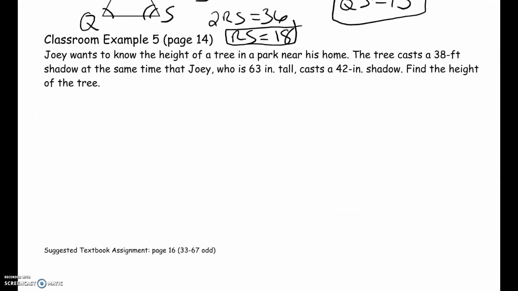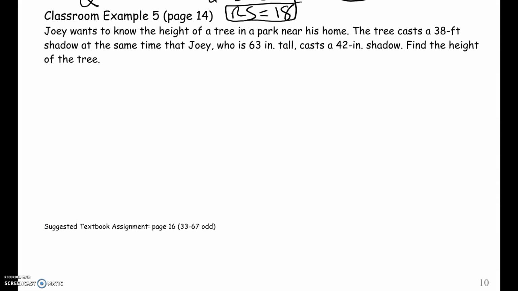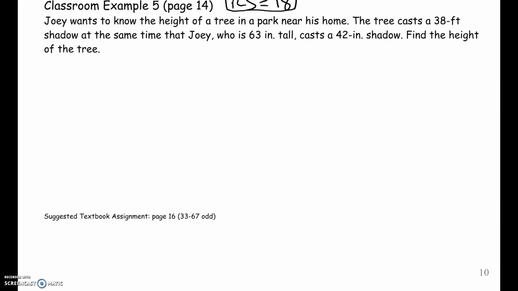Alright, one more problem. Classroom example 5. Joey wants to know the height of a tree in a park near his home. The tree casts a 38-foot shadow at the same time that Joey, who is 63 inches tall, casts a 42-inch shadow. Find the height of the tree. So we're going to use similar triangles. I always like to draw a nice picture of what's going on.